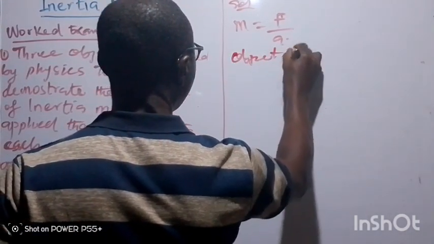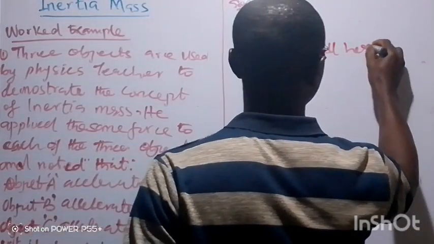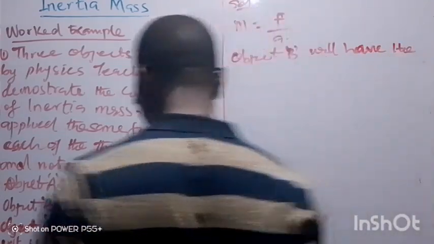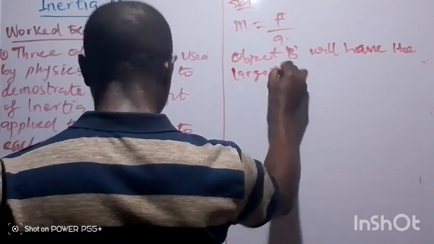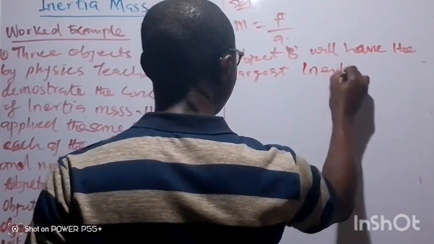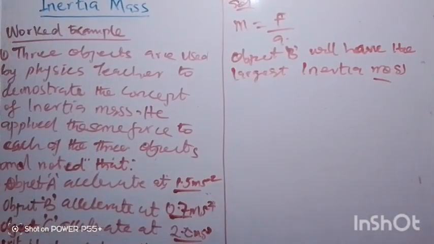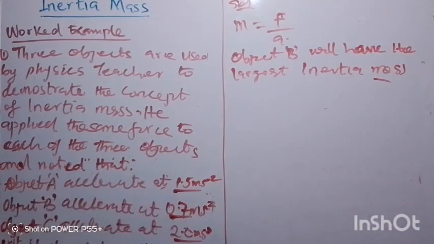will have the largest inertial mass. Why? Because it has the least or the smallest acceleration, 0.7 meters per second square. So from the formula, you can quickly arrive at the correct answer from that statement. That's the solution.